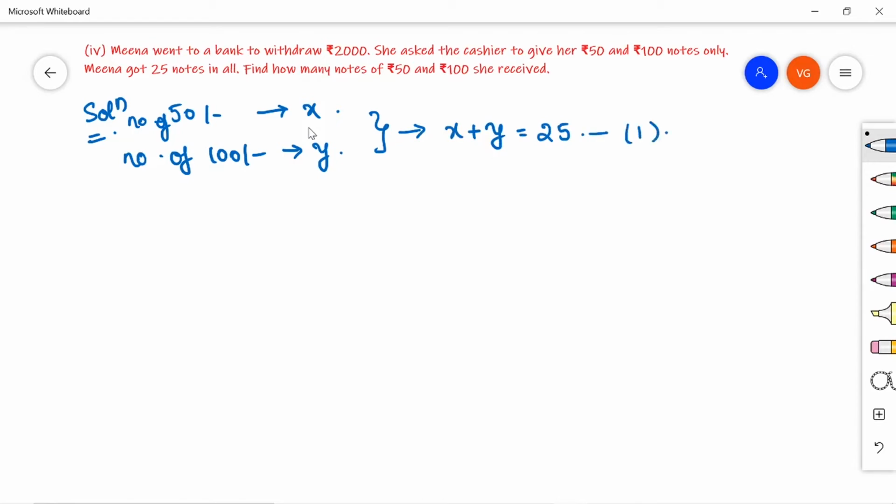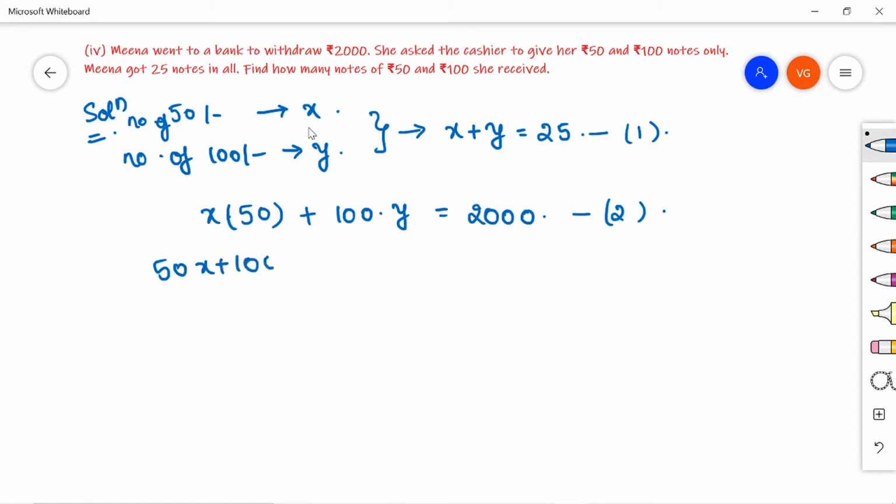Then second statement is she got 2000 rupees. Totally she got 2000 rupees. So number of 50 rupees notes multiplied by its denomination plus 100 into Y is equal to total she got the money as 2000. So this is your second statement, right? So that is 50x plus 100y is equal to 2000 is the second equation.